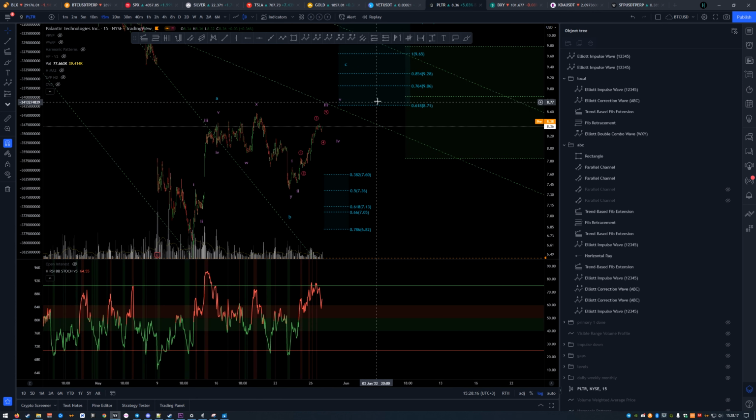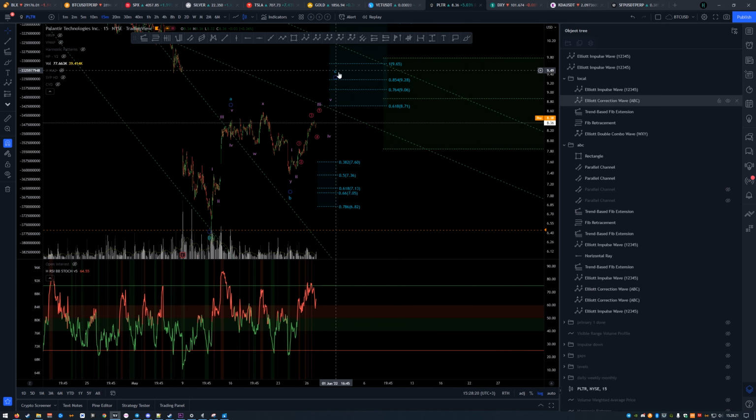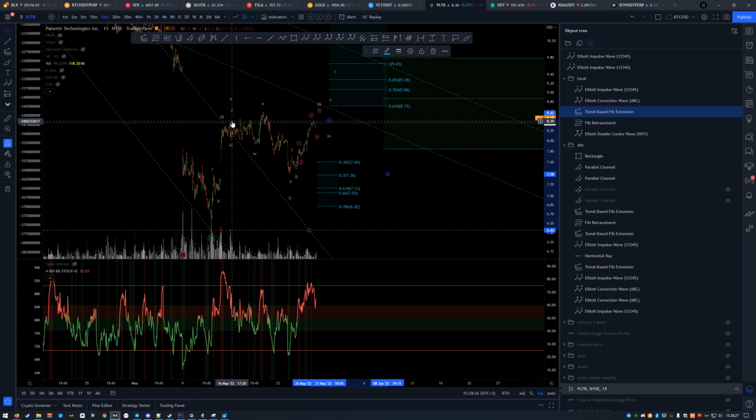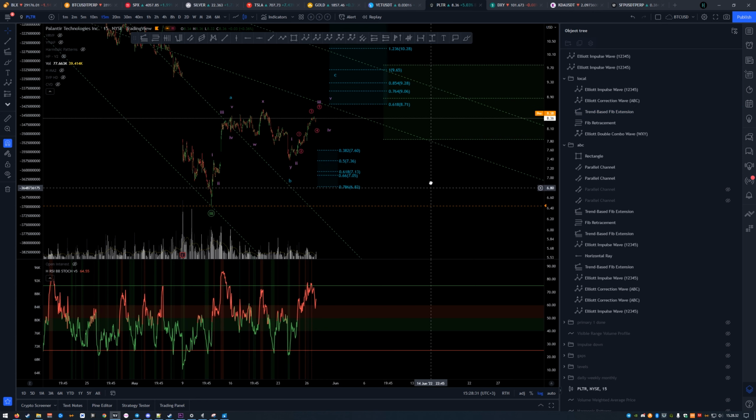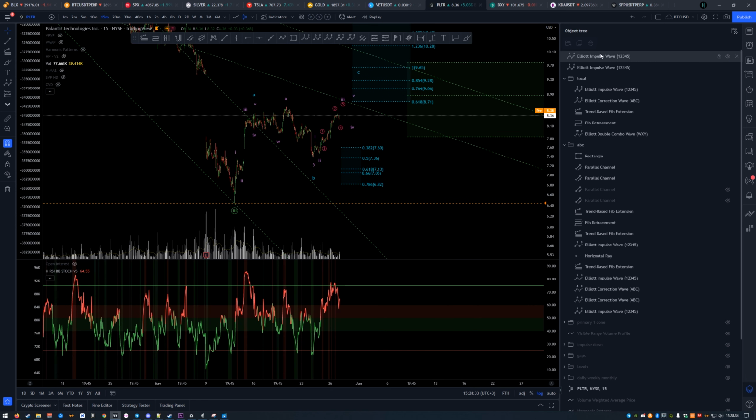This 0.618 here is the minimum target we need to get to for the wave C, as it is the minimum target for the ABC. Without it, I'm not going to be considering this a valid count. Yeah, that's pretty much it. I don't see too many other options here.